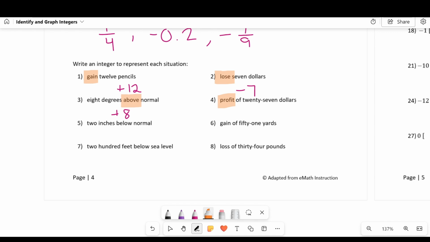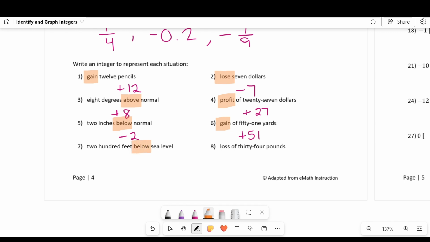Profit of $27. Profit is where you make money. So if you're gaining or making money, that is a positive 27. 2 inches below. Below means underneath, so we would call that a negative 2. What about number 6? Gain of 51 yards. Think about that one. A gain of 51 yards. Okay, that would be positive 51.